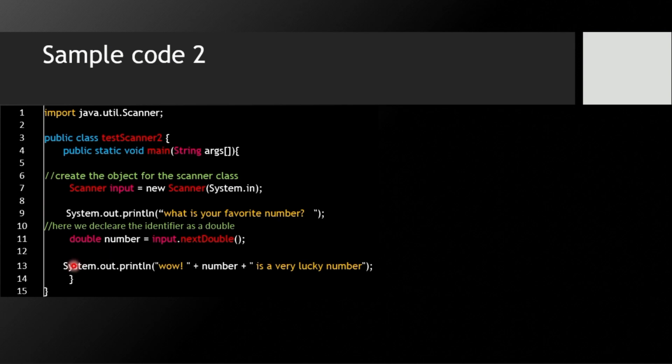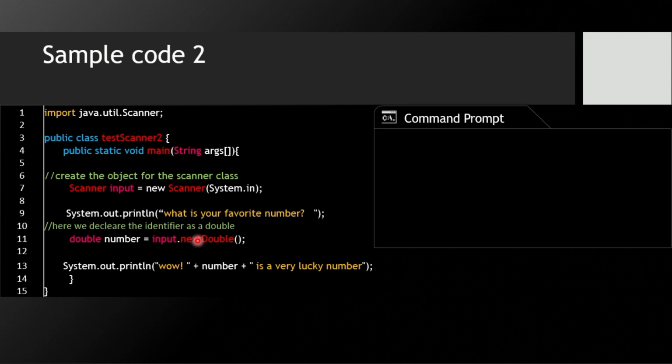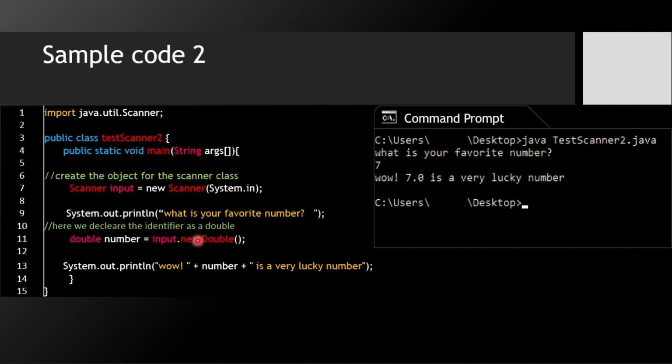So we have our code here, sitting in the output print line. Wow, number is a very lucky number. That's our code. So let's look at our command prompt there, and then we type in java TestScanner2, and we have that guy there, and then our output, we should have that guy, which is what is your favorite number. And if I say 7, notice the difference in data types.